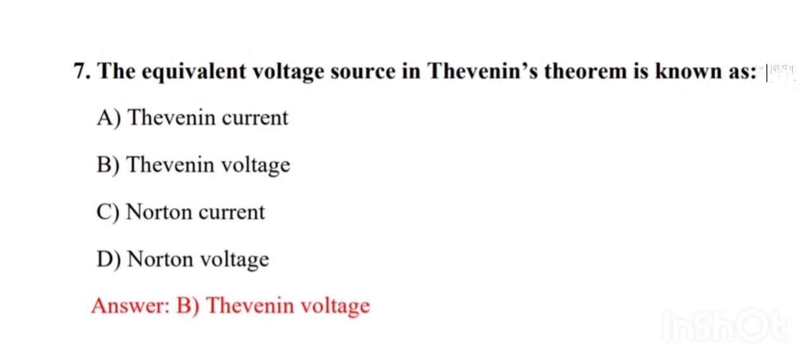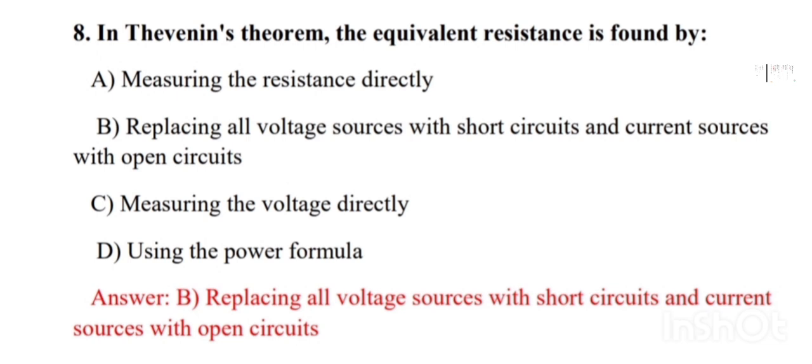Question number 8. In Thevenin's theorem, the equivalent resistance is found by: option A, measuring the resistance directly; option B, replacing all voltage sources with short circuits and current sources with open circuits; option C, measuring the voltage directly; option D, using the power formula. The right one is option B. Replacing all voltage sources with short circuits and current sources with open circuits.